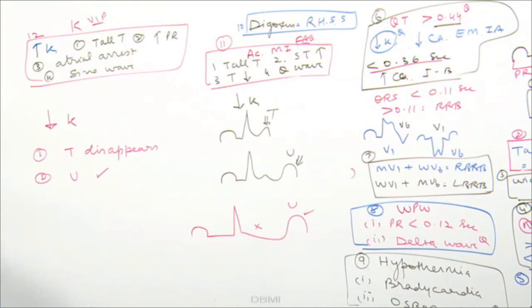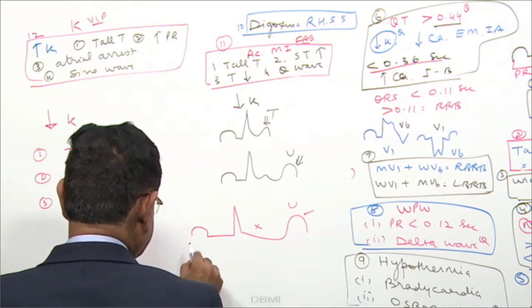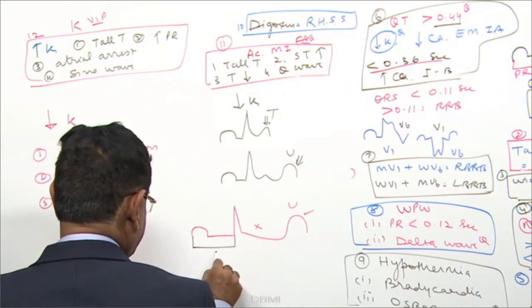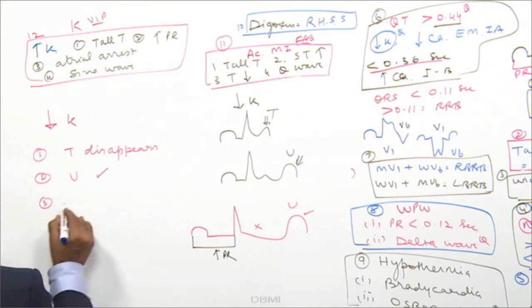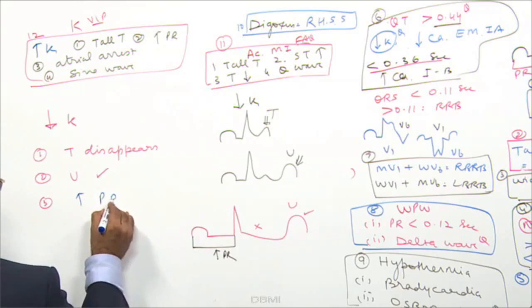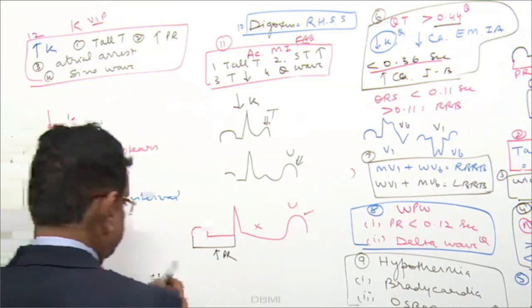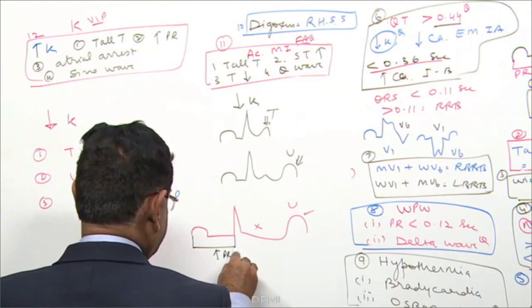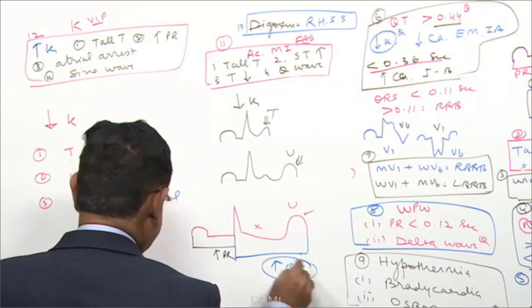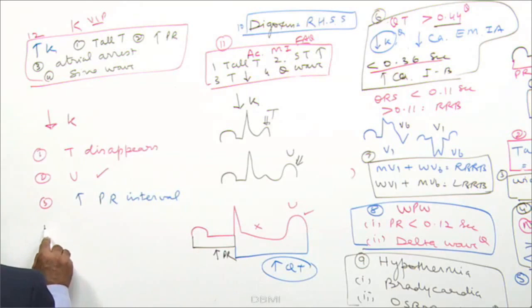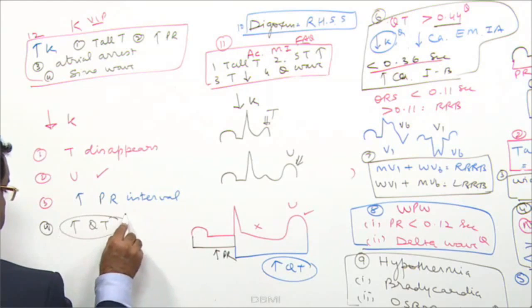Third, there is a prolonged PR interval. And the fourth is prolonged QT interval. QT, this is the most important finding. Prolonged QT interval. This is the most important finding.